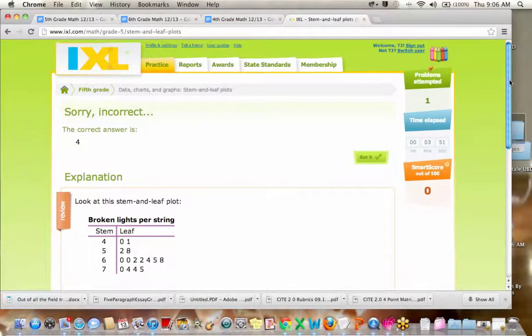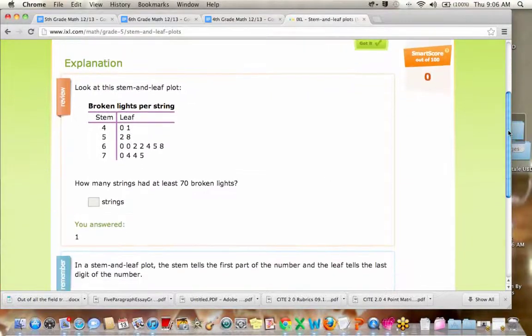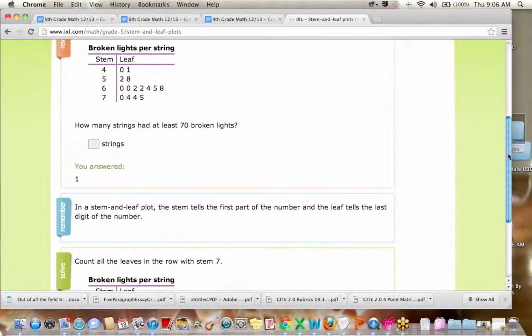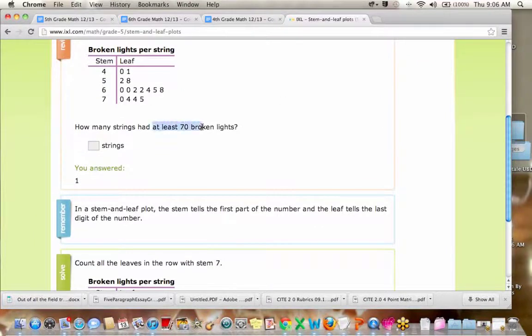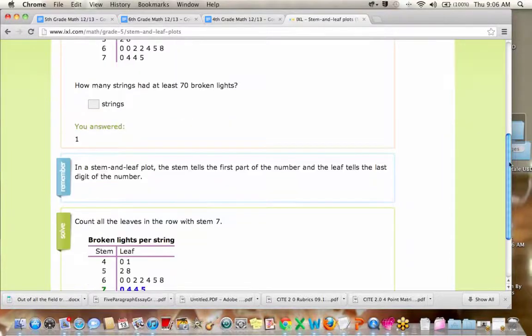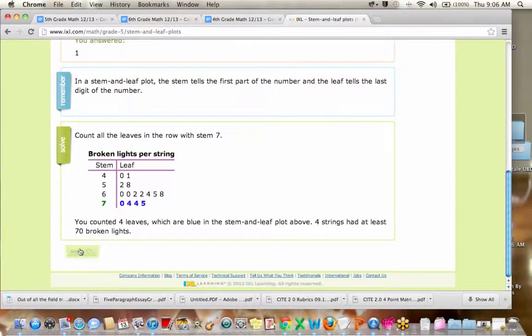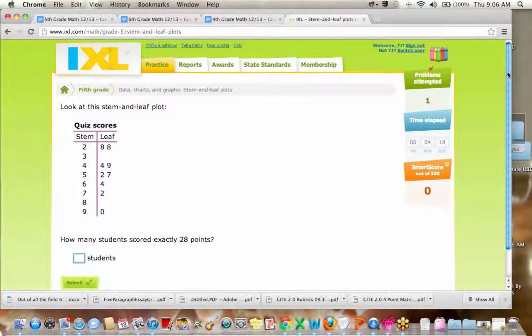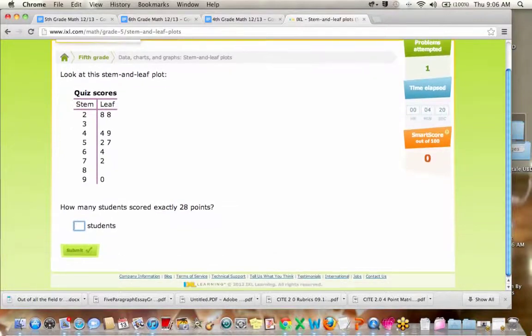Oh, guys, I didn't read it correctly. I'm sorry. At least 70 broken lights. At least. So I have to look at all of these that are at least 70. So this one is 70, this one is 74, this one is 74, and then this one is 75. So there are at least 4. Sorry, I didn't read that correctly. Got to pay attention to what you're reading because that makes a difference.